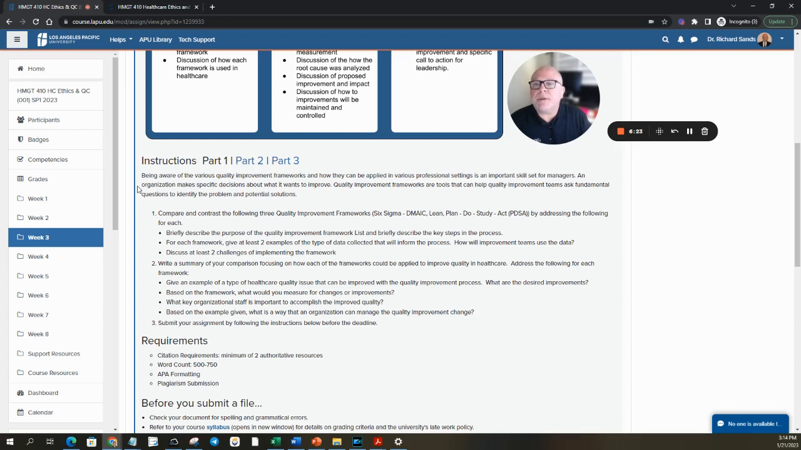An organization makes specific decisions about what it wants to improve. Quality improvement frameworks are tools that can help quality improvement teams ask fundamental questions to identify the problem and potential solutions. Okay, number 1. Compare and contrast the following 3 quality improvement frameworks. Six Sigma DMAIC.